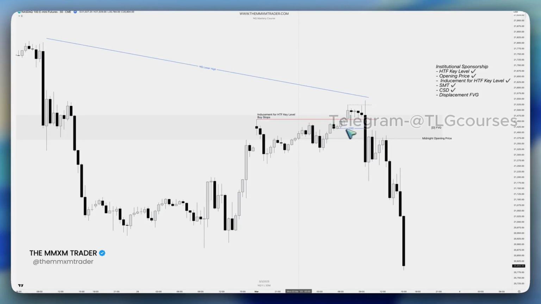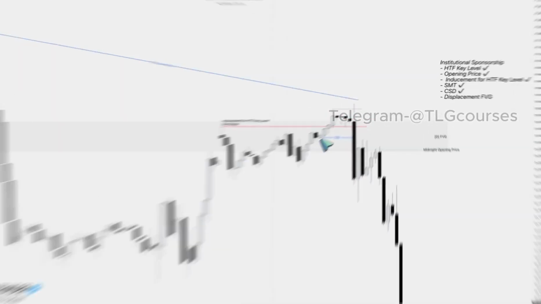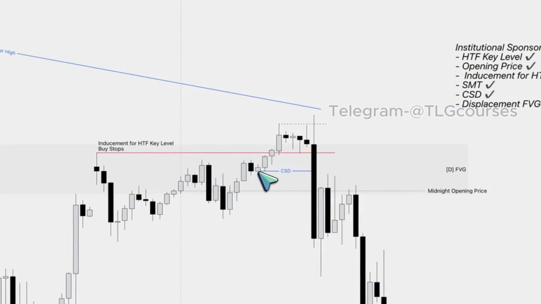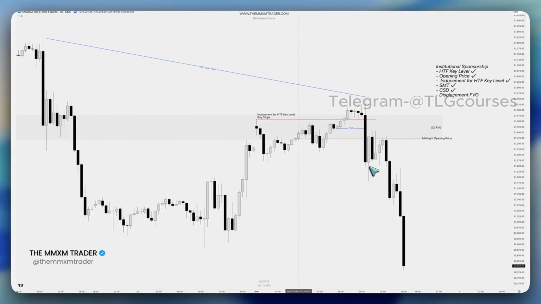When we close below the bodies, it doesn't have to be the wick. When we close below the bodies of the lowest up-closed candles when bearish, that is a change in the state of delivery. And then do we form a displacement? Yes, we do, a fair value gap here. So as soon as this candle closes here, and now a fair value gap is here, we have everything for an institutionally sponsored move.